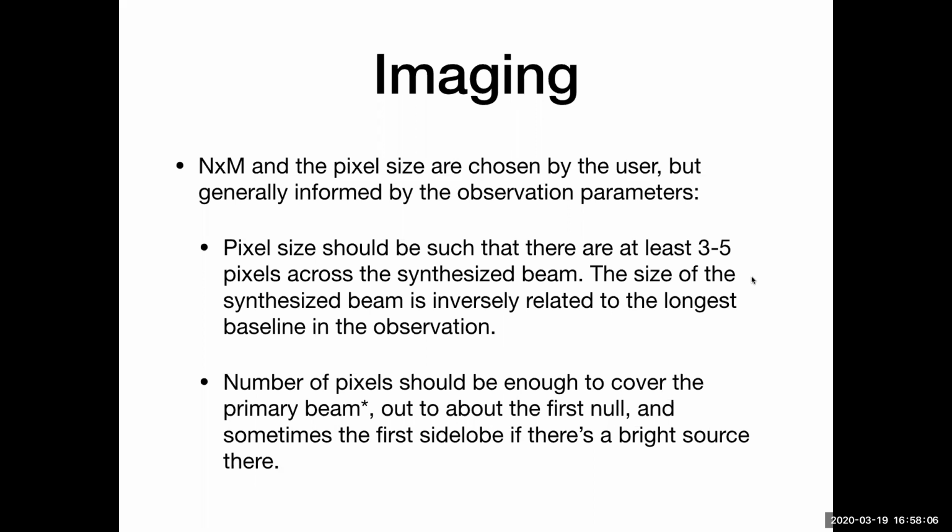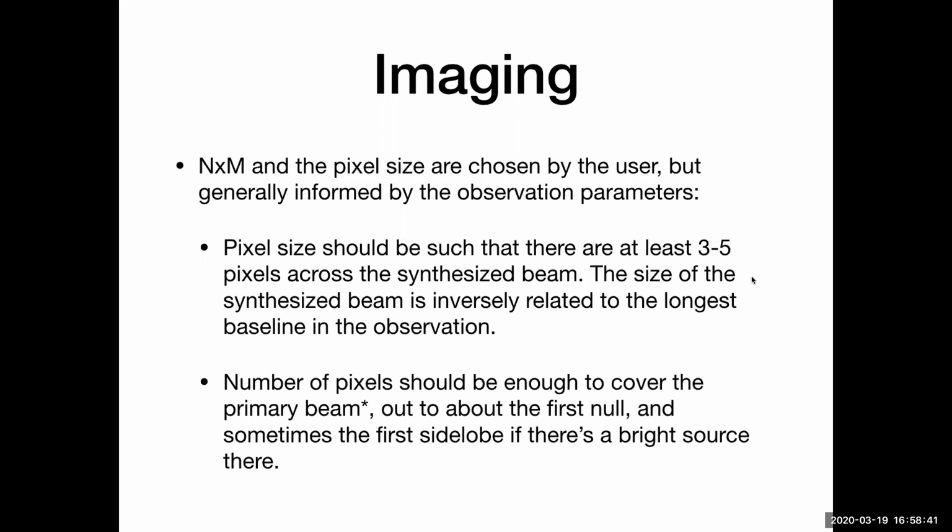And so the total number of pixels that you need, you want it to be enough to cover the full width of your primary beam, because that's the area of sky that you're sensitive to, out to maybe the first null where you have minimum sensitivity. But sometimes you want to go a little bit further out to the first side lobe of the primary beam, because you can have bright sources in the side lobe of the beam, quite a ways off center. But if they're really bright, the interferometer still picks them up, and it can cause problems in your image.